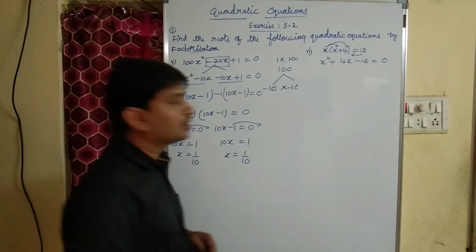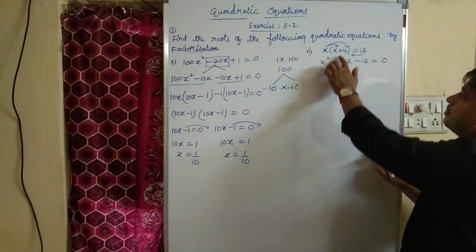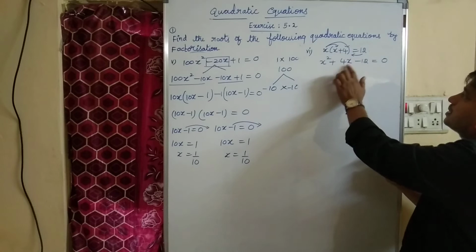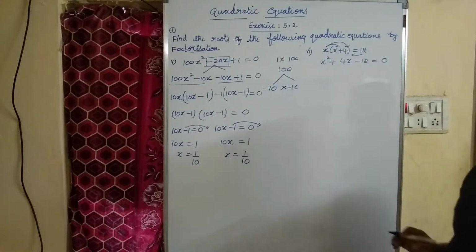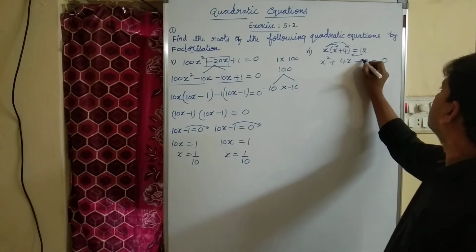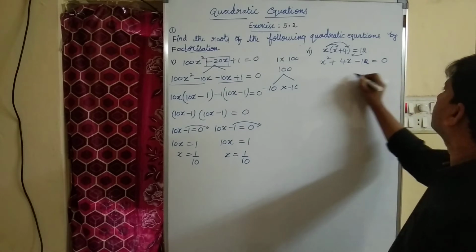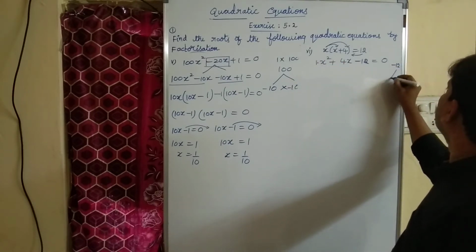Is it clear children? Once again, x into x, x square plus x into 4, 4x, and 12 you transpose, minus 12 which is equal to 0. Okay children, now what is the constant here? The constant is minus 12 and the coefficient of x square is 1. So minus 12 into 1 is minus 12.